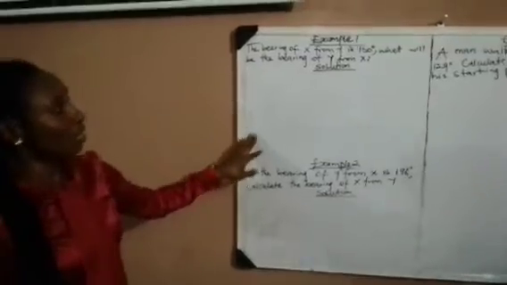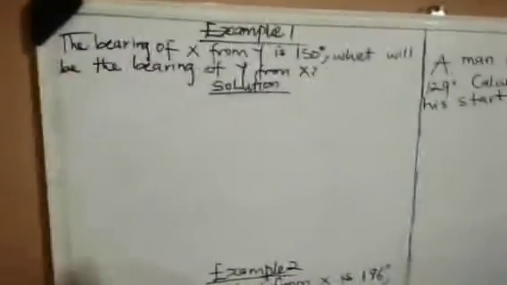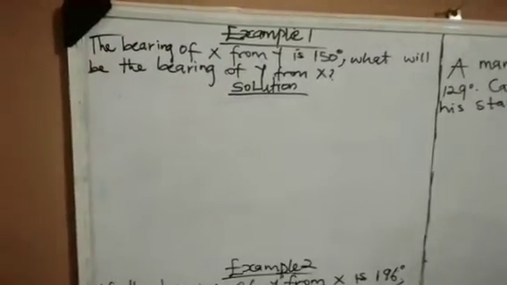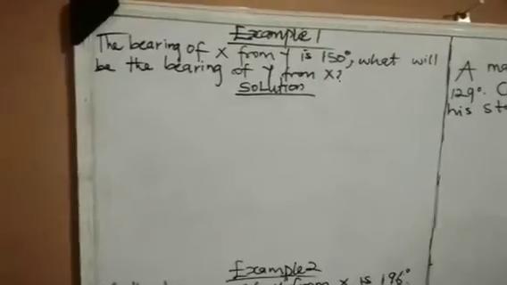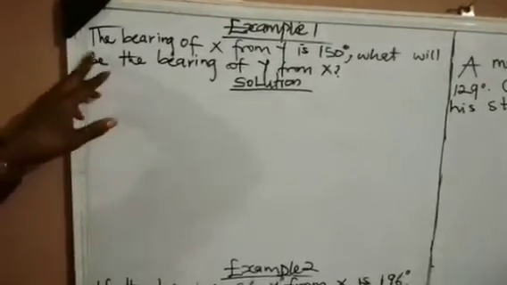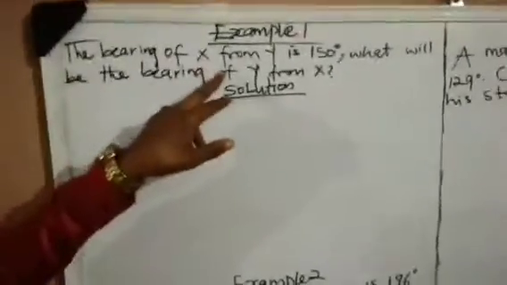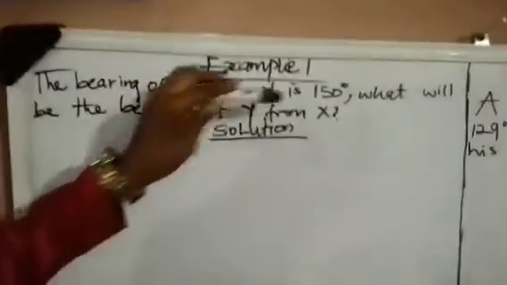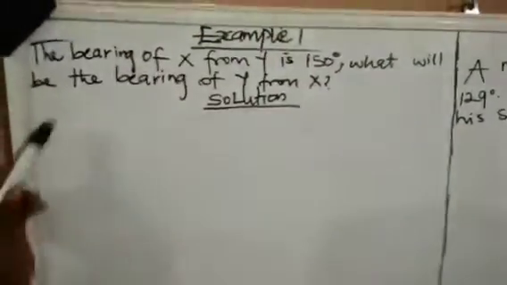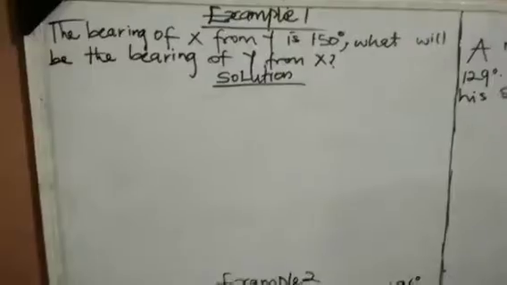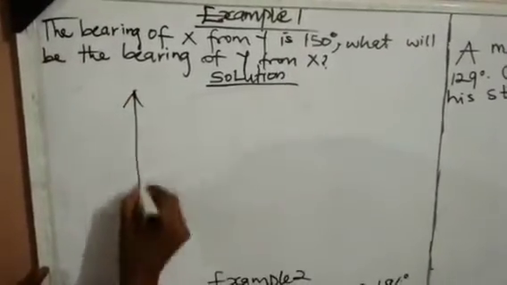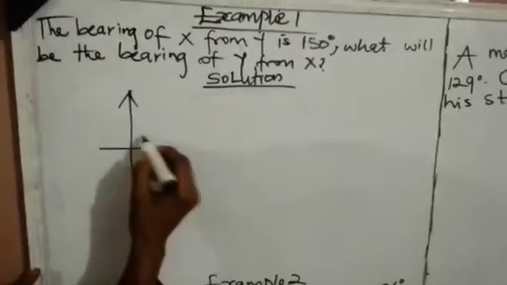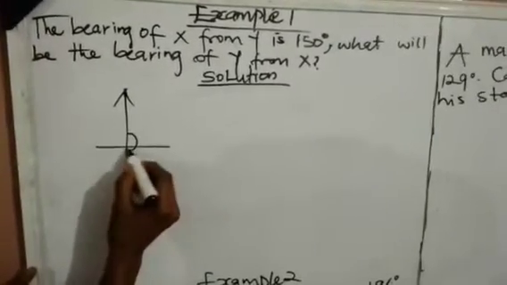In today's lesson, I will be taking the example of revised bearing, which we treated in our previous lesson. We have example 1 on the board. Example 1 says, the bearing of S from Y is 150 degrees. What will be the bearing of Y from S? The solution: we have the bearing of Y, which is 150 degrees.